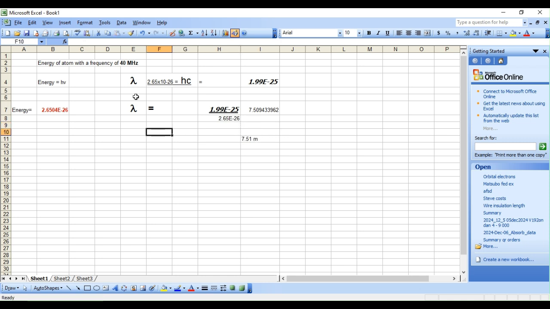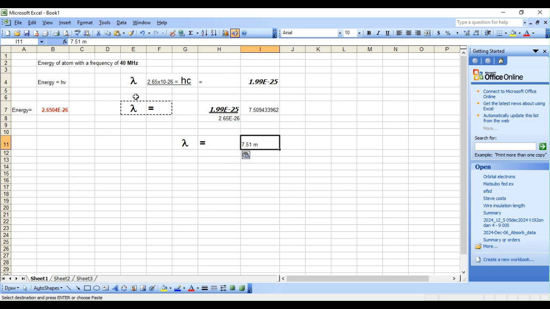So that's how you use Excel using what I call the E functions. Makes it much easier than a calculator. Okay, I hope that was helpful.